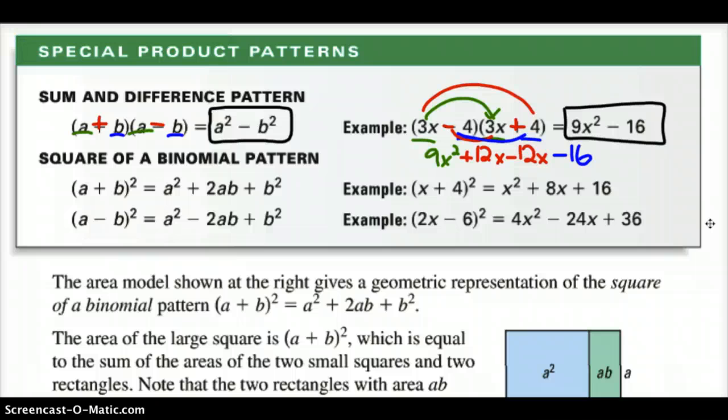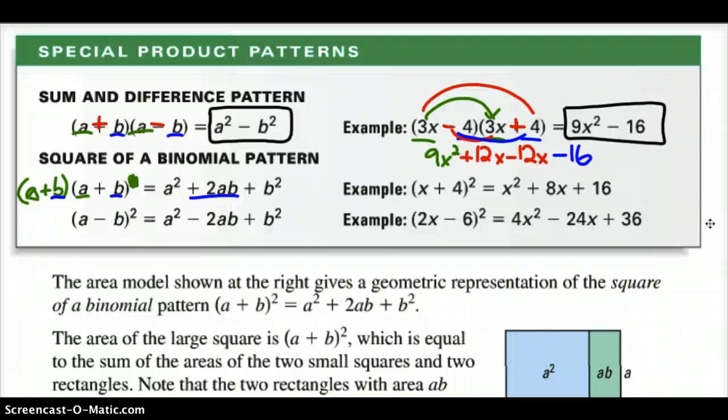The square of a binomial pattern is a little bit different. What we have to notice here is we still have these matching a terms and b terms. If we want to get rid of this exponent, this is just a plus b times a plus b, and those a terms match and the b terms match, but the signs are the same now: plus and plus. The phenomenon we see is that it's similar to the first pattern, except we have this plus 2ab in the middle now. So 2 times whatever a is times whatever b is, and that's what our term is going to be.